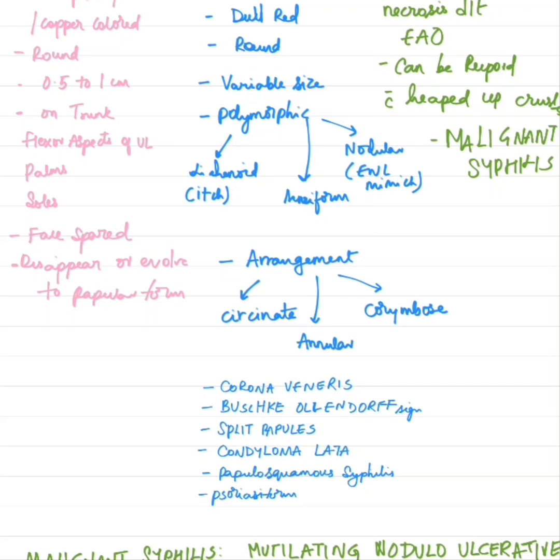So annular lesions are arranged in a ring form with central clearing and are usually seen on the face, whereas corymbose lesions, also called bombshell-like eruptions, have large central plaques which are surrounded by smaller satellite papules.